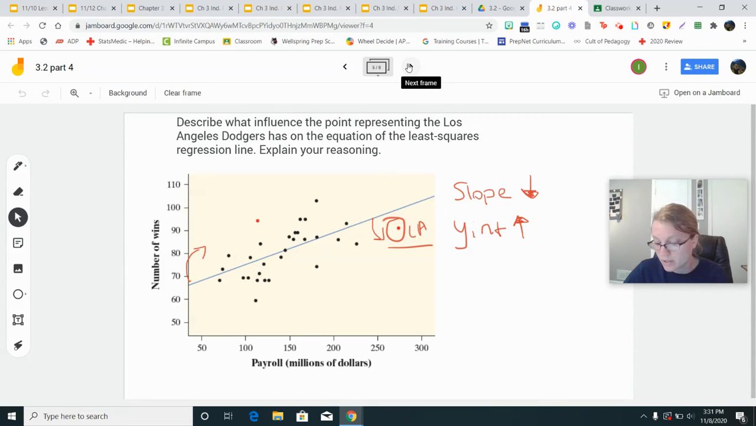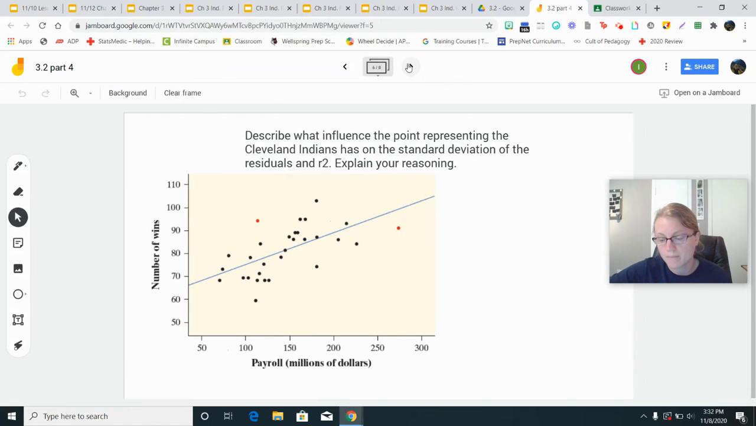As far as the correlation, we would probably want to recalculate that or check it with the computer. This still kind of fits the pattern, so I don't know that it would change the R value too much. But in this case, they're not just asking us for the influence, and since we don't have a way to measure the R value on here, we're just going to stick with slope and y-intercept. Those are the two things we do know.